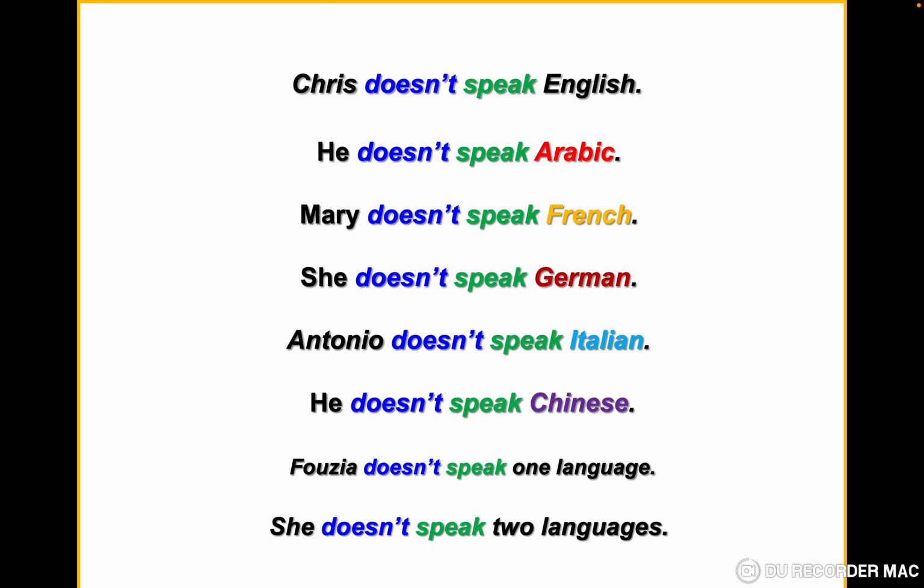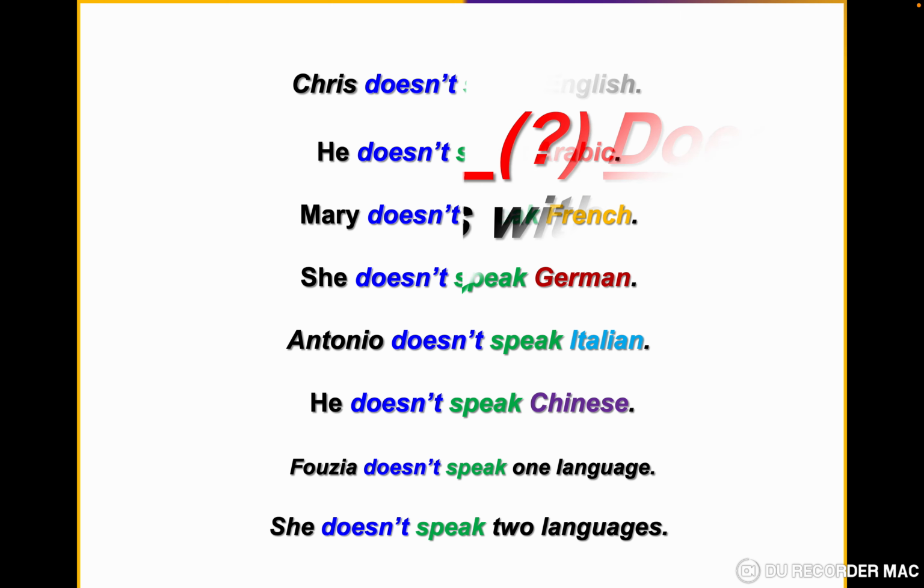He doesn't speak Arabic. Mary doesn't speak French. She doesn't speak German. Antonio doesn't speak Italian. He doesn't speak Chinese. Fuzia doesn't speak one language. She speaks two languages. She speaks three languages. So you see, doesn't speak. We don't have s with the verb when we have the word doesn't. Let's practice them. Let's go to the question form.